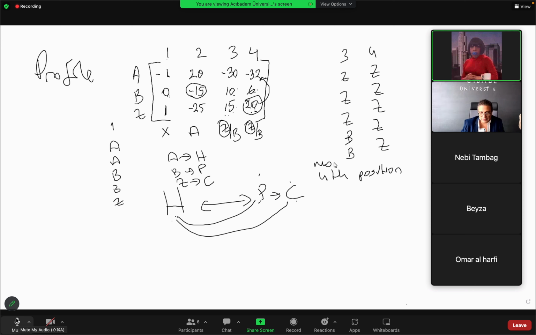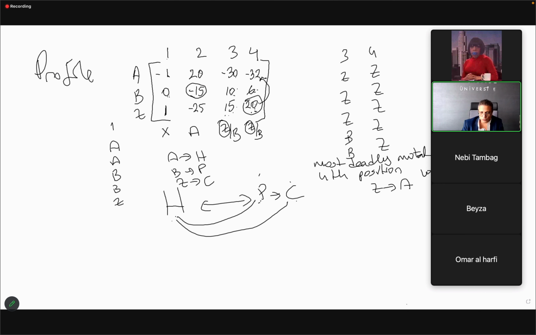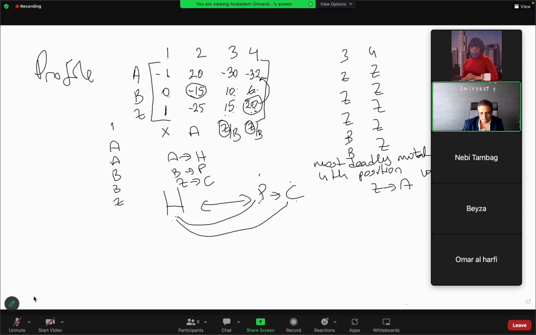So most deadly mutation on the fourth position from Z to A, because you lose a score of 52. You lose 52 points. What's the second most deadly? Third position, then the second, then the first. Third and second, actually, both. Yes.